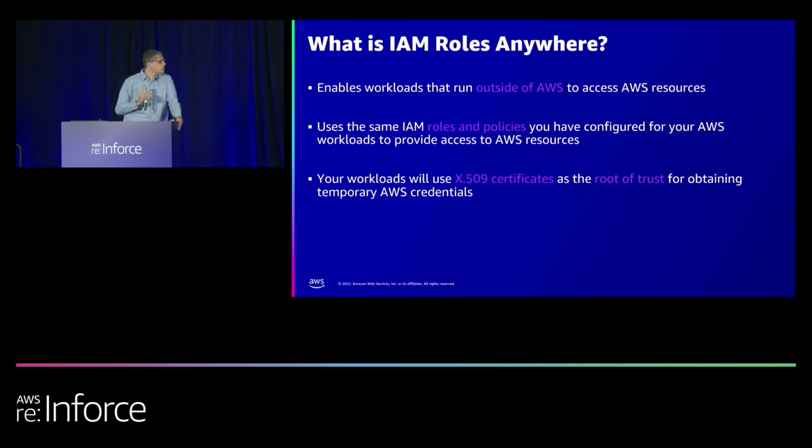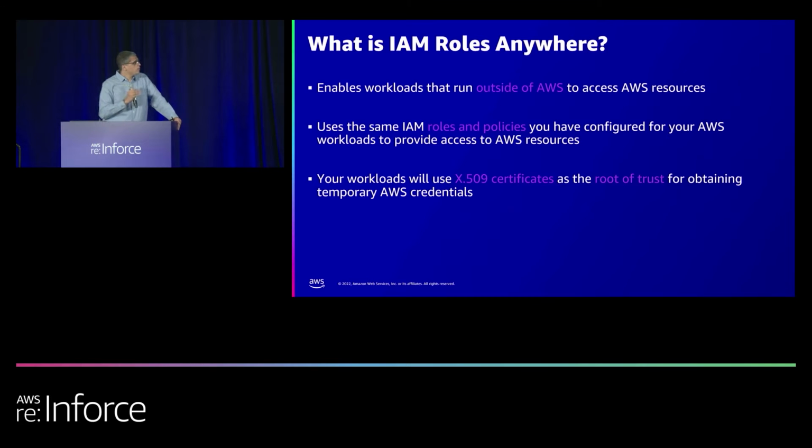Also, it uses the public key infrastructure mechanism with an X509 certificate as the root of trust for obtaining the temporary credential. And in order to build that trust, you need either to configure your ACM PCA, which is the AWS Certificate Manager Private CA, Certificate Authority, or you can register your own PKI into IAM Roles Anywhere.